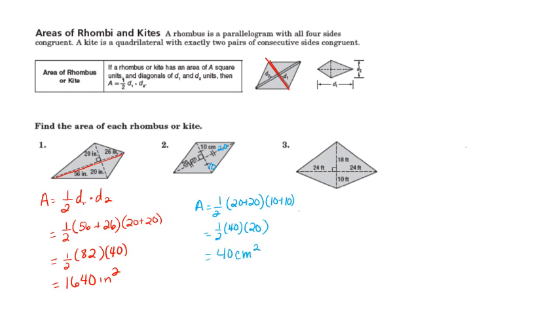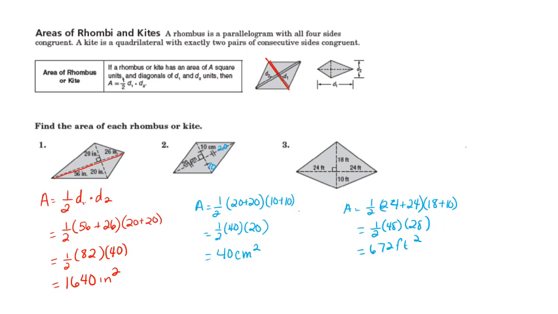Right? And then finally, this kite here. We have 24 and 24, and then 18 plus 10. So 1/2 times 48 times 28, which is 672 feet squared. Notice the diagonals of a kite and a rhombus are always perpendicular to one another. So that's an interesting fact.